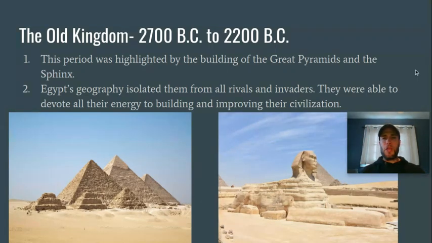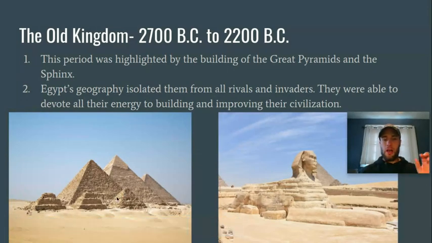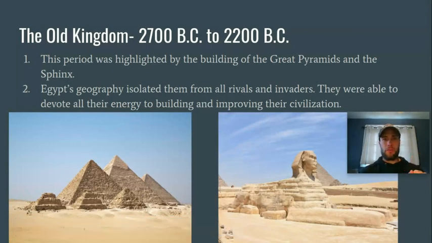And the 2 big features is, during this kingdom, they built the Great Pyramids, which we're going to study a lot more in depth in a day or two. And they also built the Sphinx, which again we'll get in more detail. But these are huge, impressive monuments, and really show that their civilization is quite impressive already at this point.